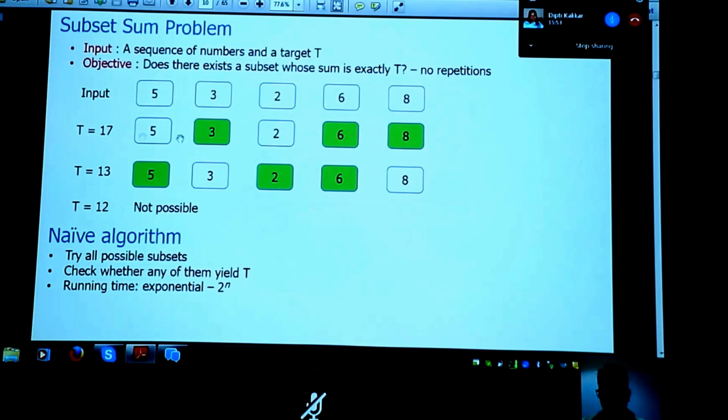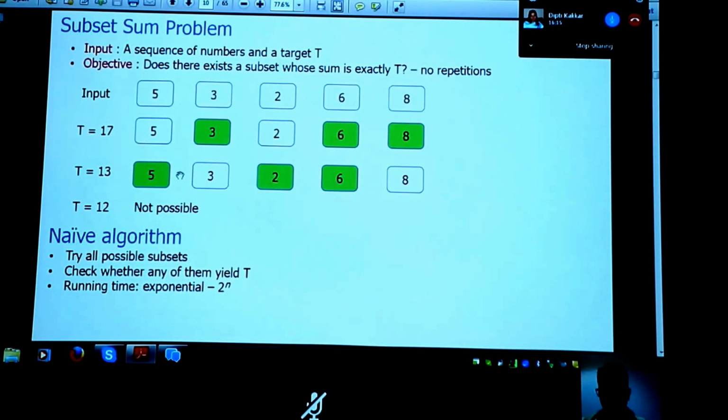Yeah, here is one way. I pick 3, 6, and 8. Right? That is 3 plus 6, 9 plus 8, 17. Now, here is another. Suppose I want a target of 13. Then I can pick, let's say, 5, 2, and 6. So that is 13. There may be another solution also, more solutions possible.